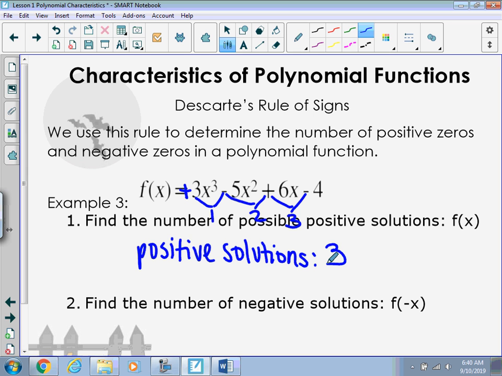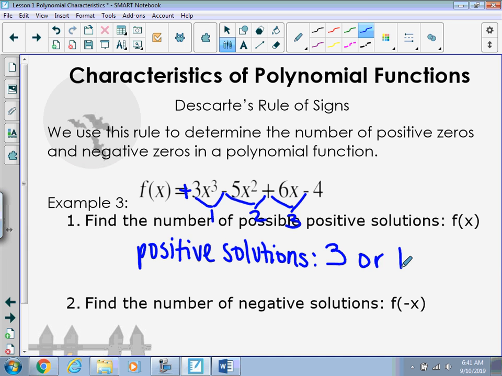Now, there's an or. So if we have complex solutions, they always come in pairs. There's always 2 of them. So if we take 2 away from 3, we get 1. Now we cannot go any further because if we take 2 away from 1, we're in the negatives. Okay, so it's just going to be 3 or 1 as our possible positive solutions.